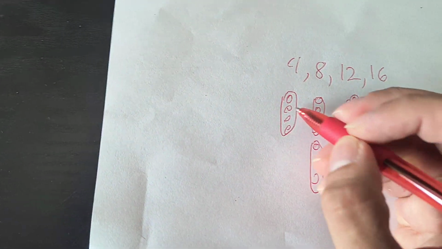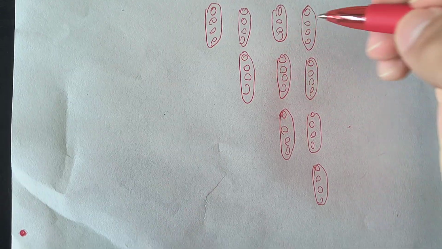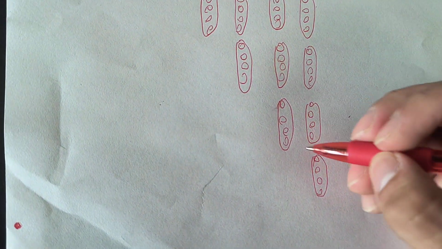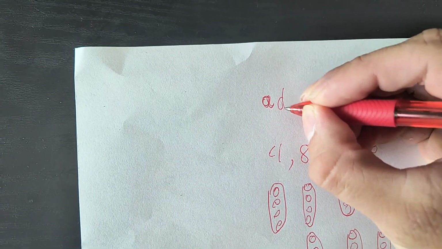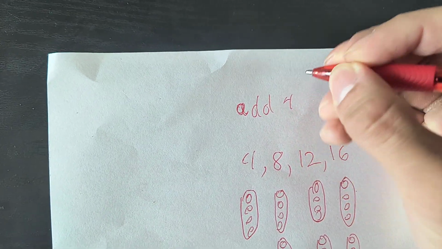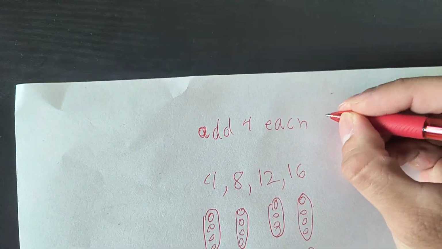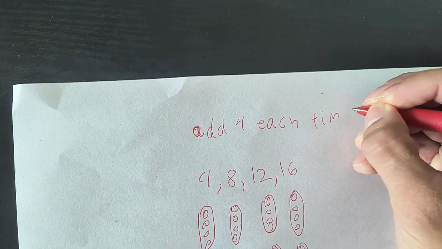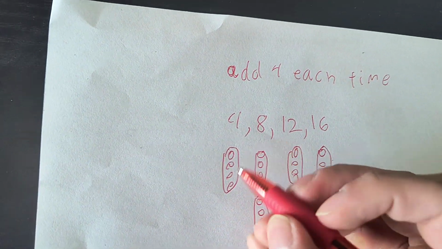As you can see, we started off with 4, and then we added another 4 to get to 8. Then we added another 4 to get to 12, and then we added another 4 to get to 16. So the rule here would be add 4 each time. So the pattern is that you add 4 each time.